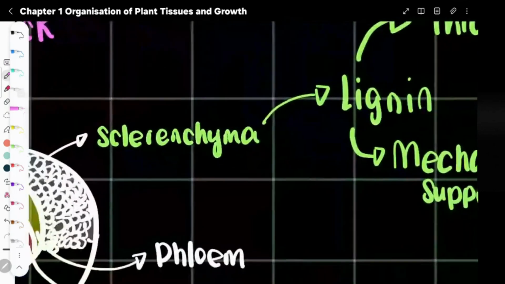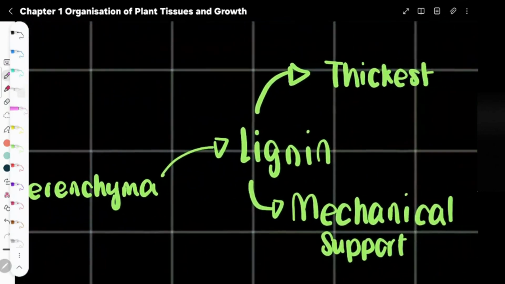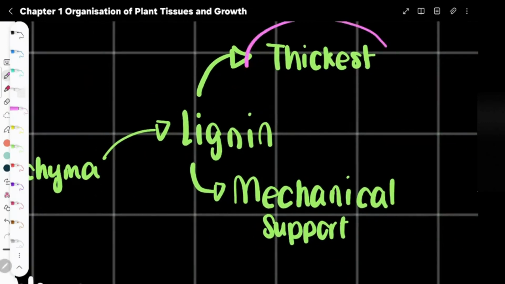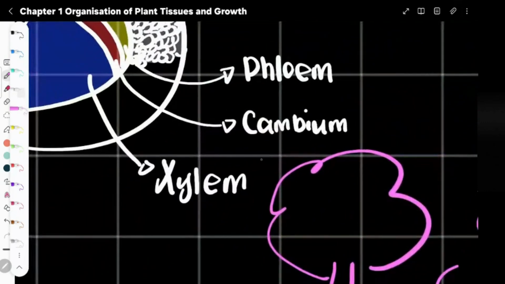Here, sclerenchyma. See, lignin. Whenever you hear lignin, lignin is what? Dead cell. Okay, dead cell. And for some reason, lignin is very, very powerful. It's very durable as well. So that's why it's the thickest. So if I were to say lignin is thickest, then that will apply to xylem, right? Because xylem is also made of lignin, right?